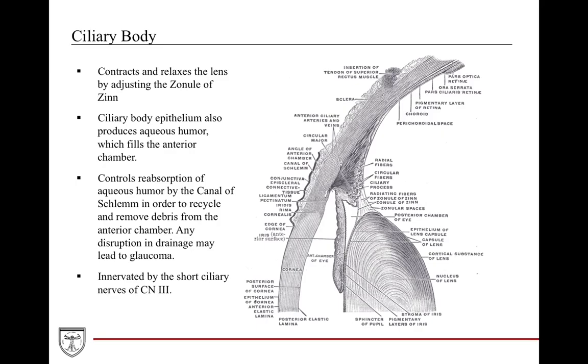So the ciliary body is located right about here. This is the ciliary body. This is the zonules of Zinn. This is the anterior chamber. This is the posterior chamber. This is the lens. And then this is the iris. And this is the pupil.